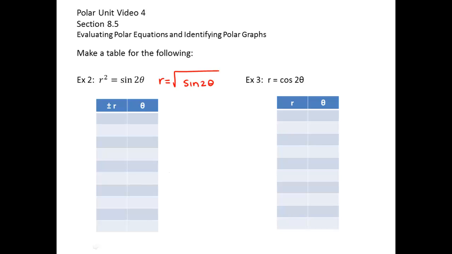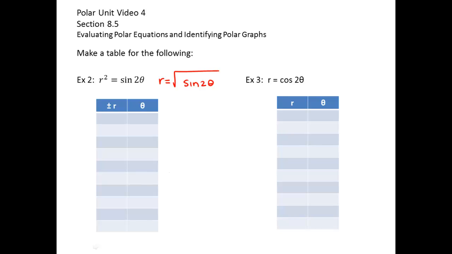Once again, if you have a non-graphing calculator or you're using something else, you must also do this and be careful as you're entering it because you might be doing sine of 2 theta and then take the square root of it. So graphing calculators are always helpful.